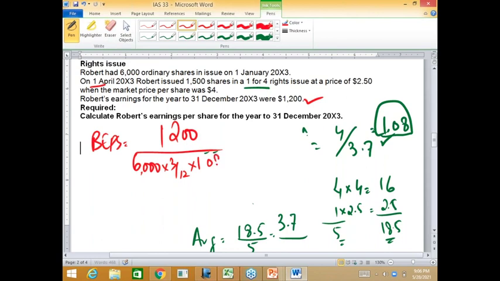1.08. So this is the bonus adjustment that we made on the shares before the issue of rights shares. So the total number of shares after the issue of rights shares will be 7,500 into the remaining time period of 9/12. This is how we can calculate the EPS.